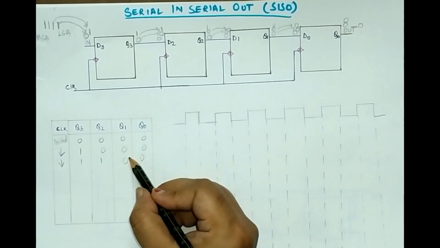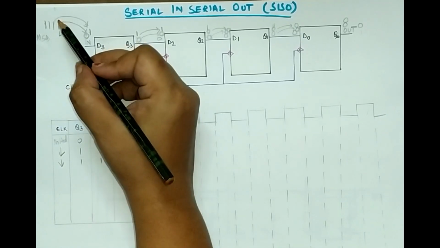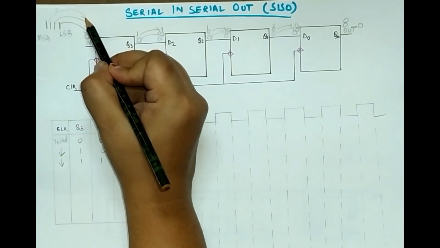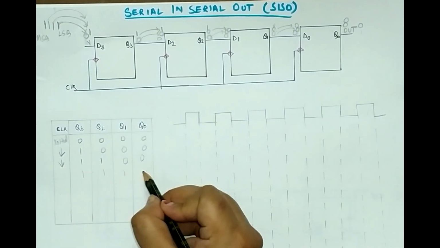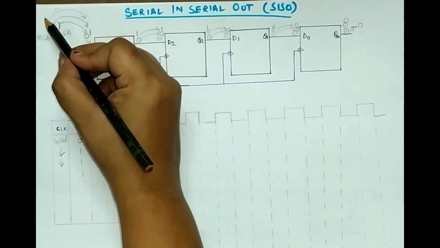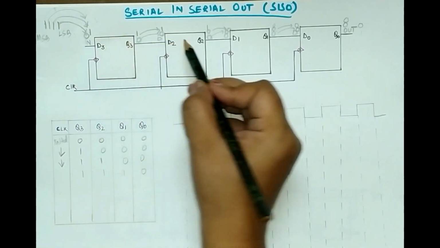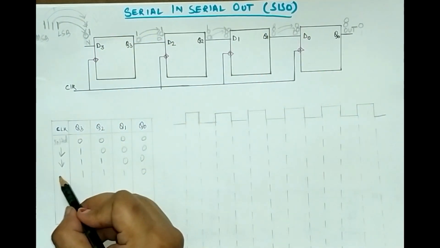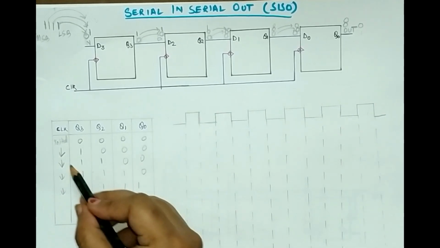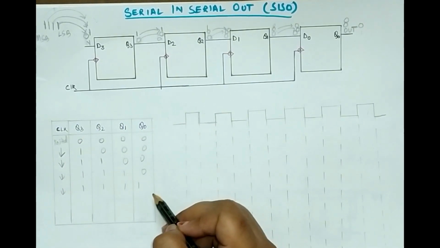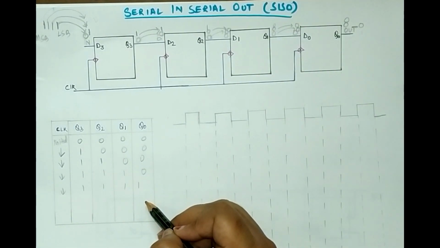Okay. So similarly, when the next one will come over here, so again it will be 1, 1, 1, 0. And similarly, when the last bit will come over here, so similarly the values will be changing. So it will be 1, 1, 1, 1. So this type of table you should get about the output of the serial input, serial output shift register.